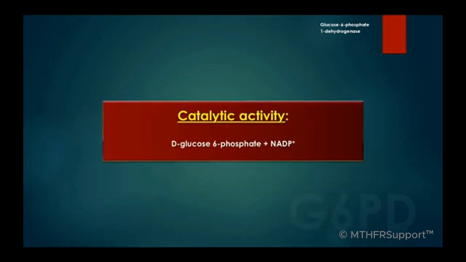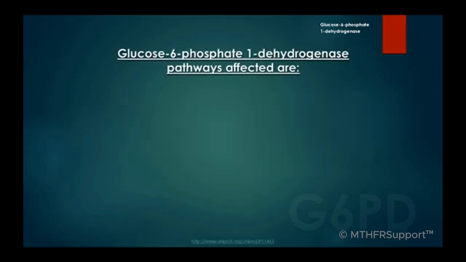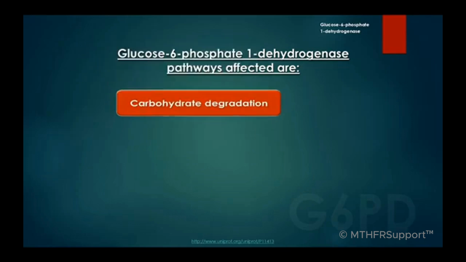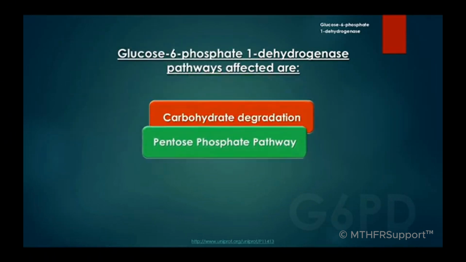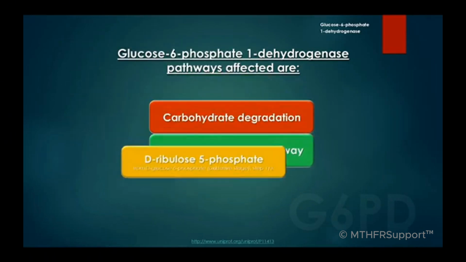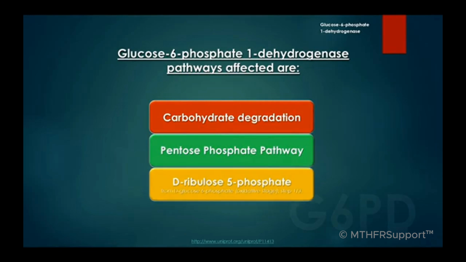The catalytic activity for G6PD is D-glucose 6-phosphate plus NADP+. Glucose 6-phosphate 1-dehydrogenase pathways affected are carbohydrate degradation, the pentose phosphate pathway, and D-ribulose 5-phosphate from D-glucose 6-phosphate. That's the oxidative stage, step 1 of 3.